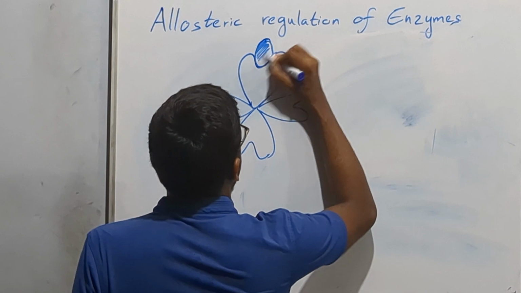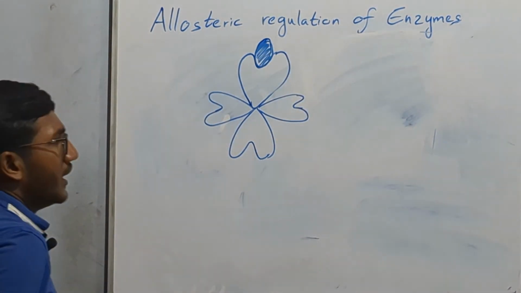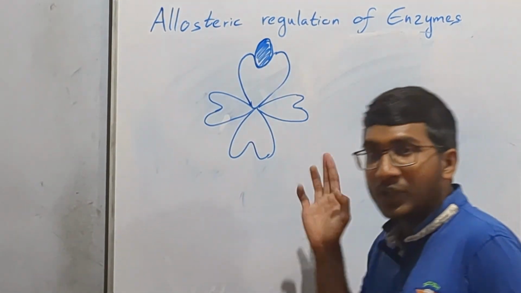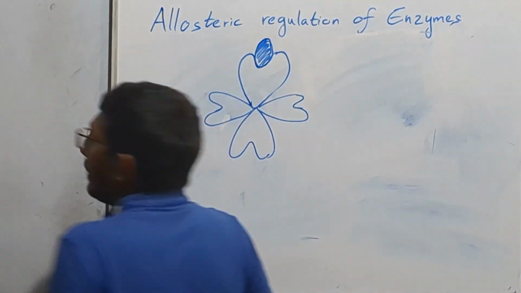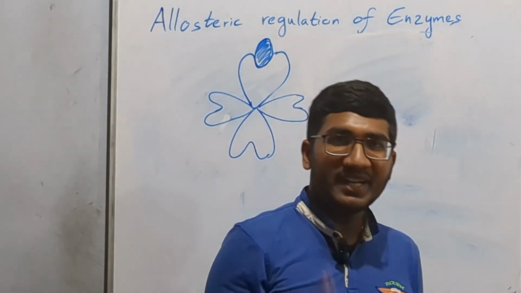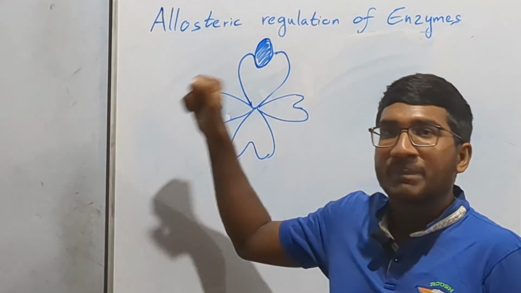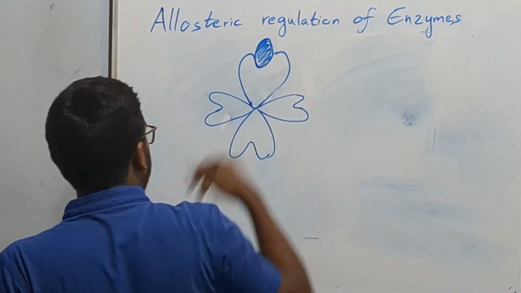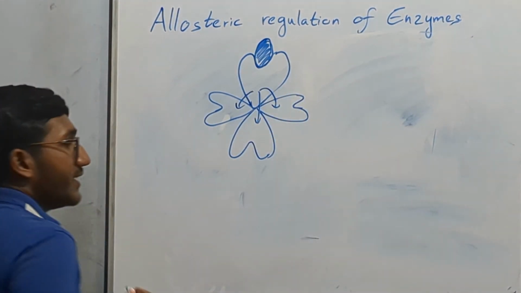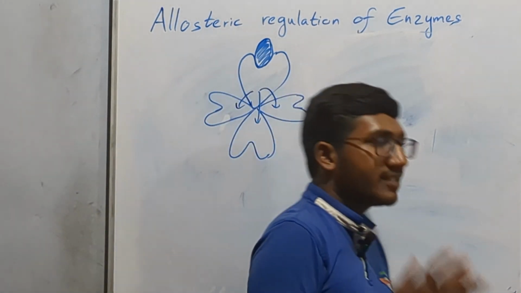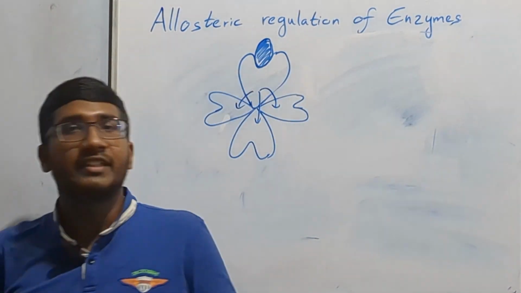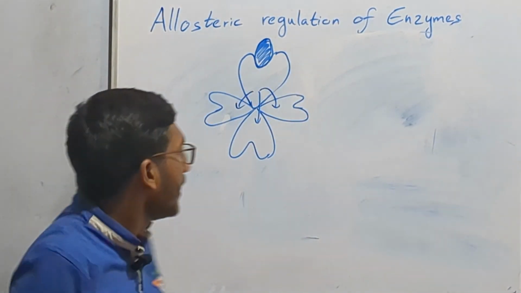Let me depict a substrate molecule like this, and I have bound the substrate molecule to one active site. In cooperativity, what occurs is the binding of one substrate molecule to one active site of a subunit. This provides signals to other subunits, which increases the affinity of the other unbound subunits.